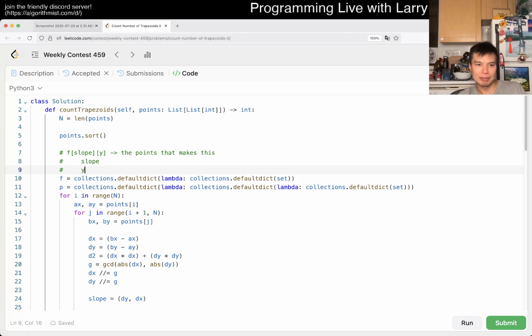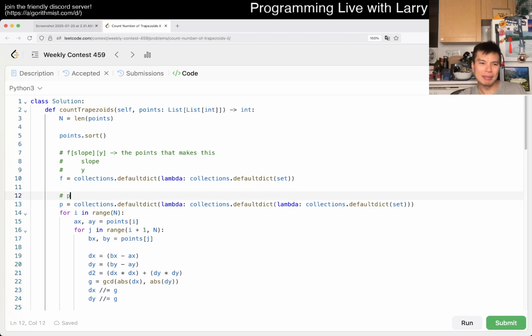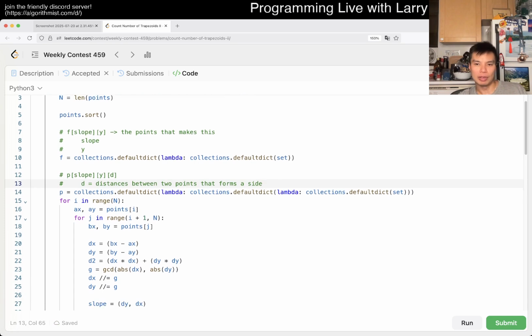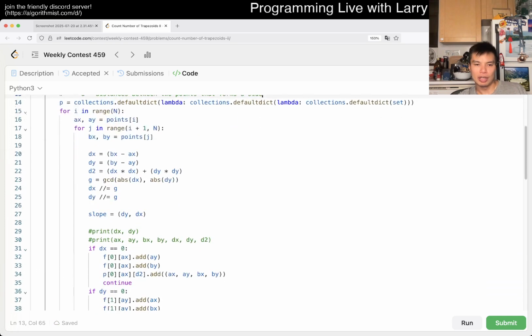And that's basically it for F. And then P is for parallelogram. Maybe I'll go over it. It's the same idea as P, Y. These two things are the same as before, but I added a thing called D, which is the distance. So it just has an extra thing called D, equal to the distance between two points that form a line, or a side. And that's it. We'll go over it really quickly, for sure.